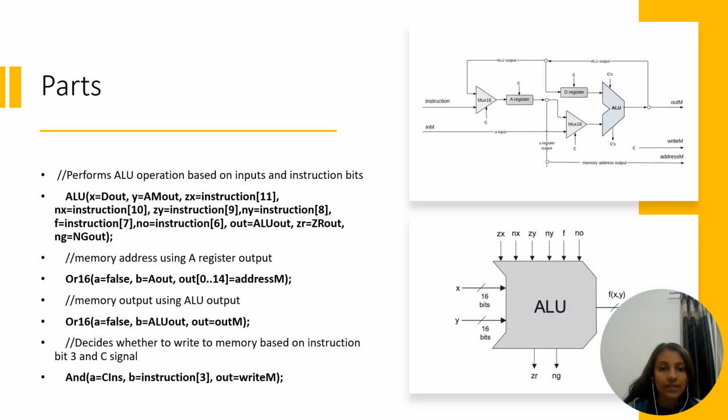Then there is an OR gate, which is used for the address where the ALU output will be stored. The next OR gate is for outM, which is the output of the ALU, meaning the value that is going to be stored. Then we have an AND gate, which needs a C instruction, and instruction 3 should be on, and it will give our writeM, which is for our load. If it is 1, it is going to store the ALU output in the address M, which is the location in the data memory. writeM will decide it.